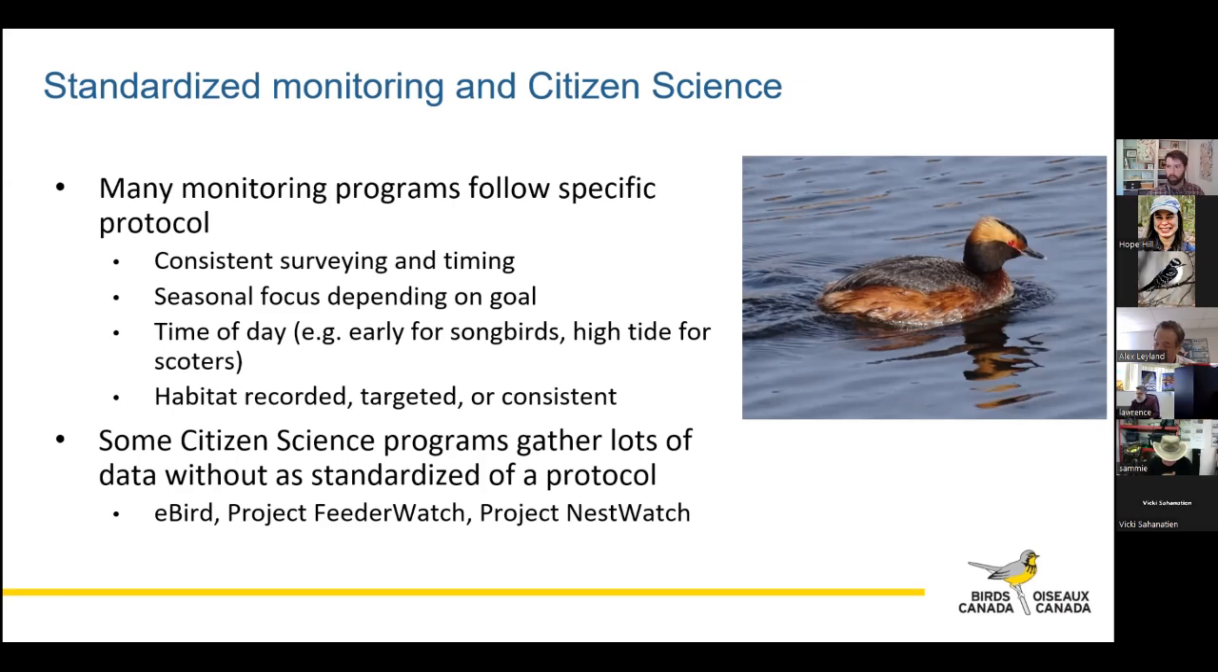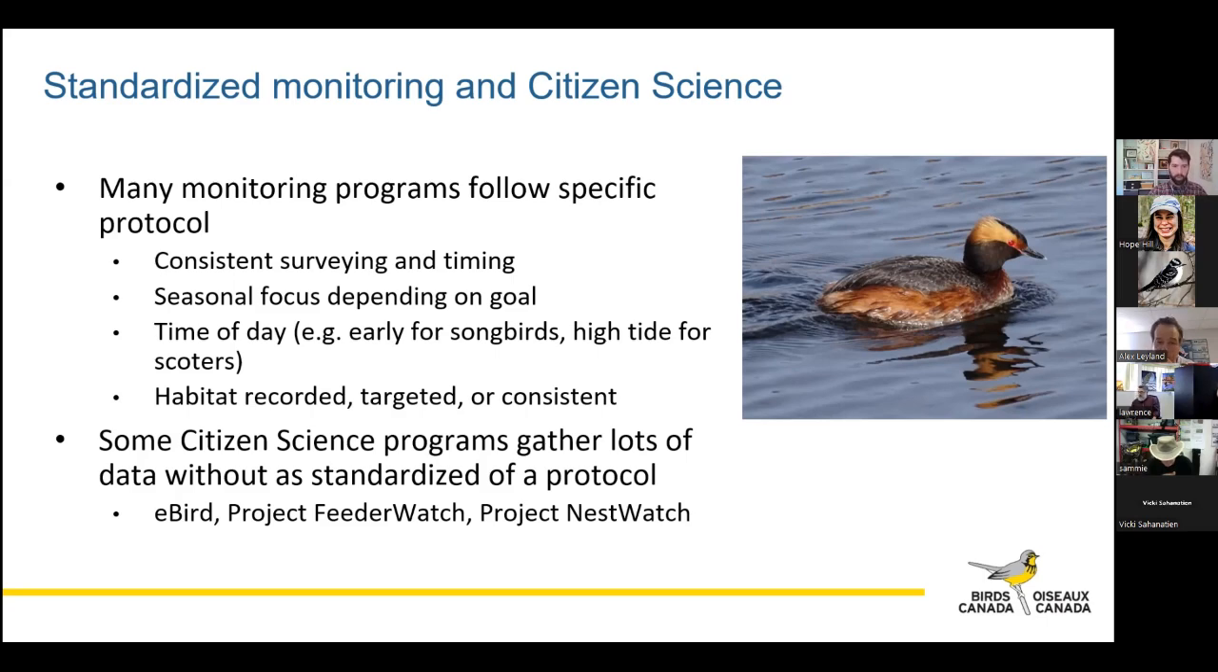Seasonal focuses depend on the goal, whether you're looking at spring migration and you want to be out surveying right now, or you're interested in what birds are breeding in a place and you might focus on mid-June. Timing of the surveys is really important. A lot of bird surveys are done really early in the morning because that's when songbirds are singing. But if you're interested in things like water birds, you might be basing your survey purely around the tide timing and trying to do surveys at high tides, so you can actually see the birds as they're pushed closer to the shore. And for a lot of surveys, it's useful if habitat is focused or at least recorded, so that it can be controlled for.